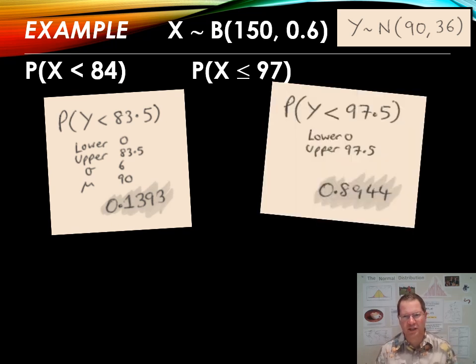Then for X is less than or equal to 97, again we want Y to be less than 97.5 because we want to include the 97. We can use the same lower of 0. Our upper is now 97.5. Our standard deviation and mean have not changed from 6 and 90, and we get a probability of 0.8944.